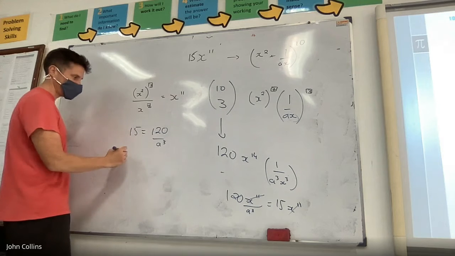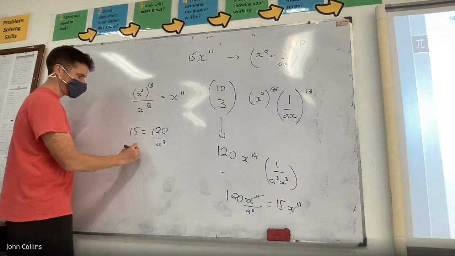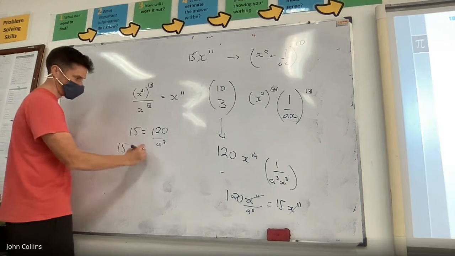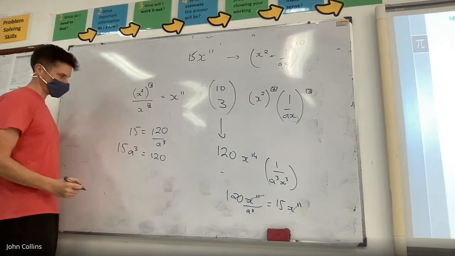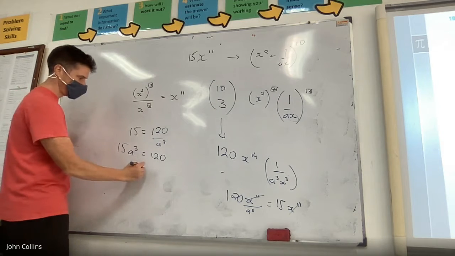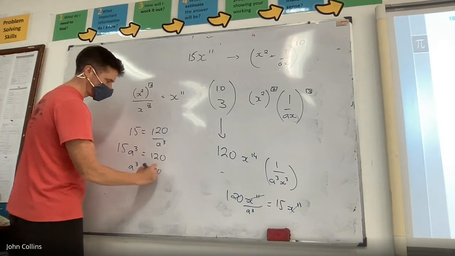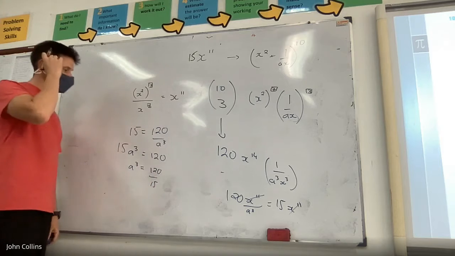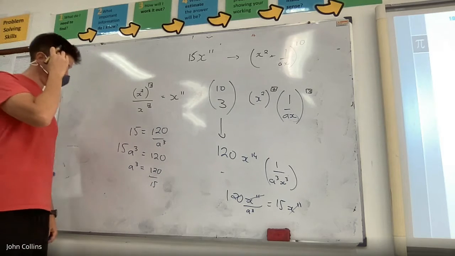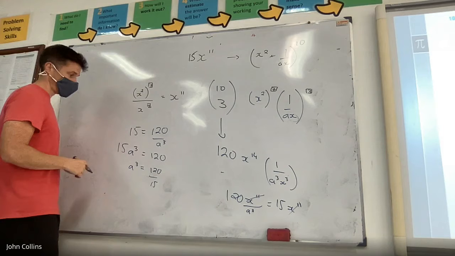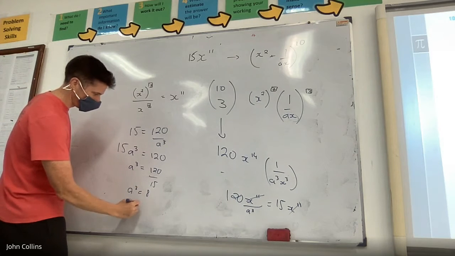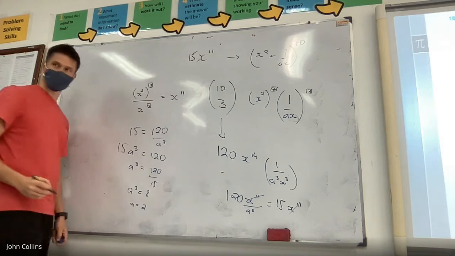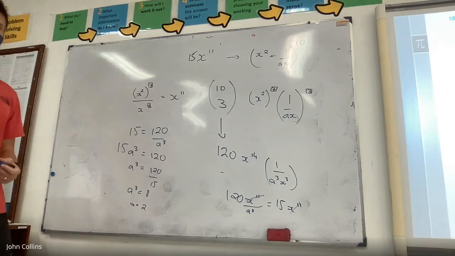Multiply both sides by a cubed, and you get 15a cubed is 120. Sometimes you talk about cross multiplication here. Divide by 15, both sides. 15 fits into 120, well 30 would be 2, so 2, 4, 8 is it? And then a would be the cube root of 8, which is 2. And that is how you do it first.